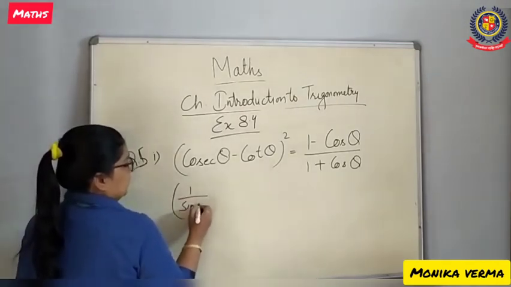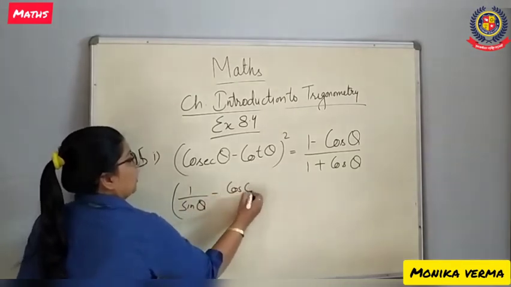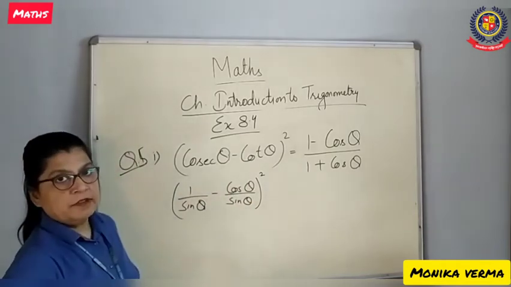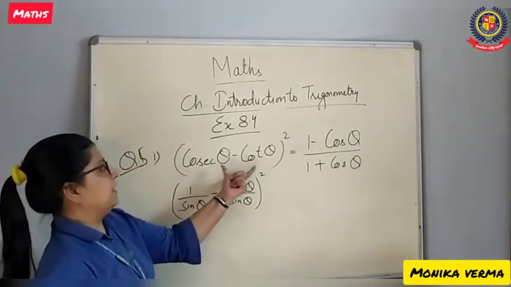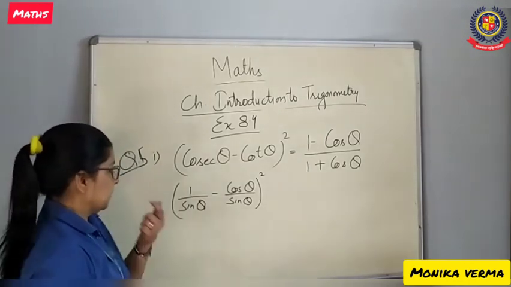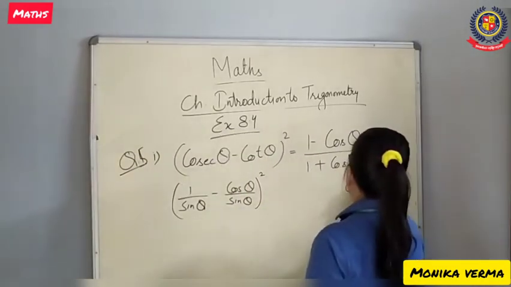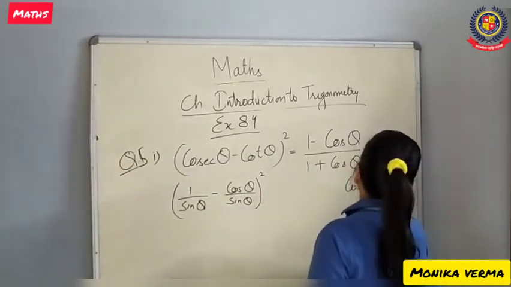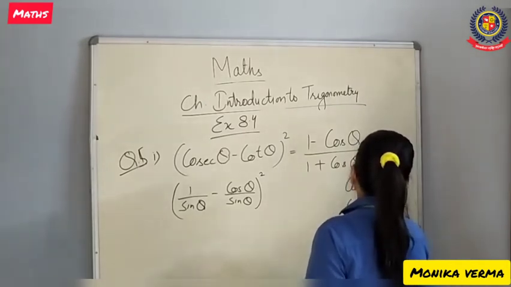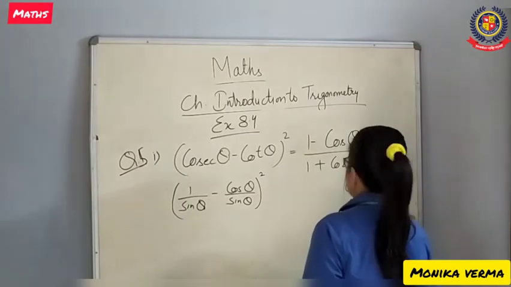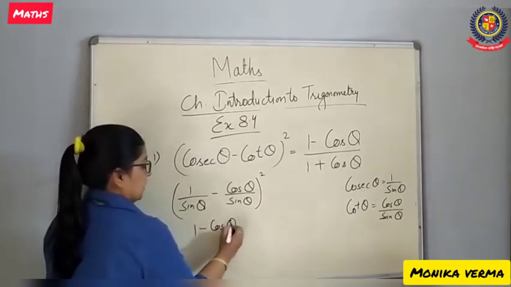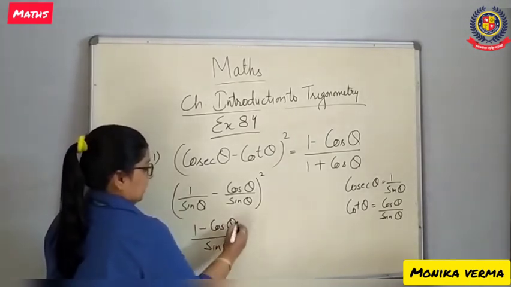1 upon sin theta minus cos theta upon sin theta, whole square. We can solve it this way, or else we can solve it as A minus B directly. We can change it, then we can solve it. That is our choice. So we will write here: cosec theta is equal to 1 upon sin theta, cot theta is equal to cos theta upon sin theta. We will simplify it: 1 minus cos theta upon sin theta, whole square.